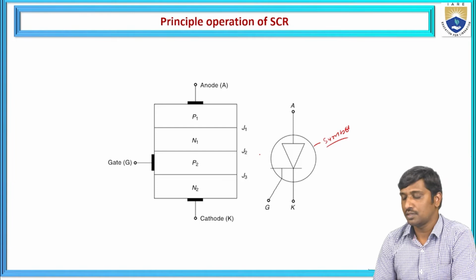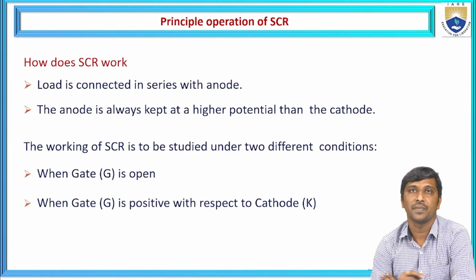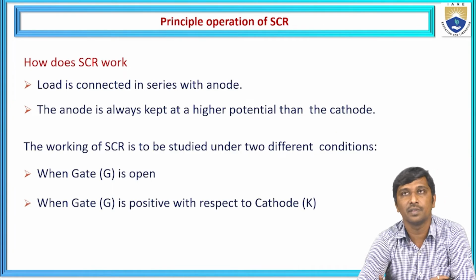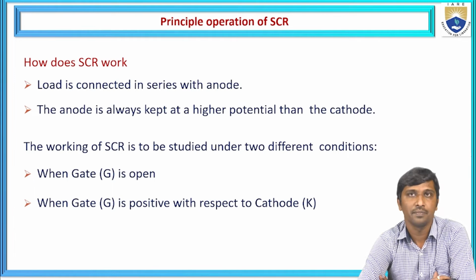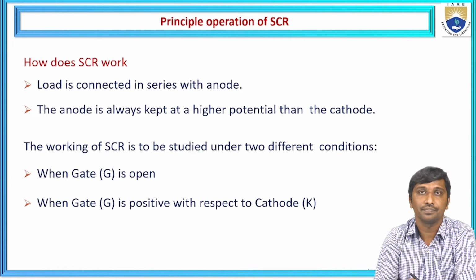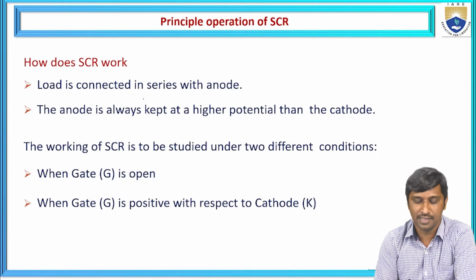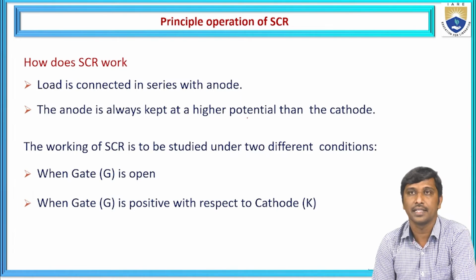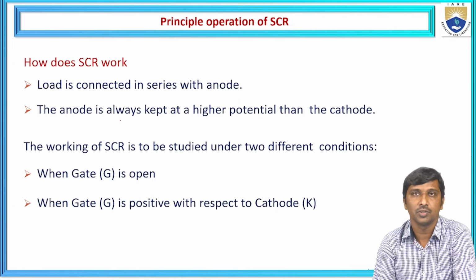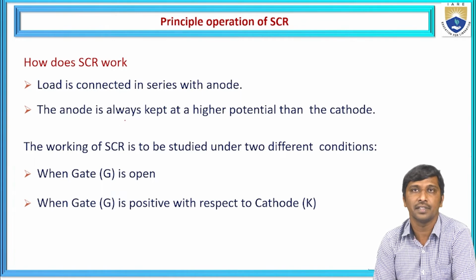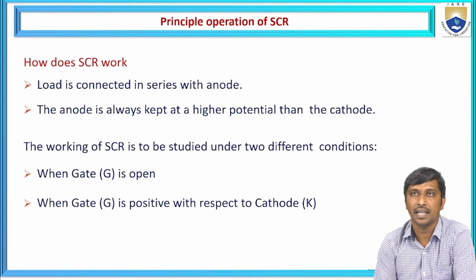Now, using this, we are going to observe the behavior, or principle, of the silicon control rectifier. To identify this behavior, we have 2 analyses. The load is connected in series with the anode, and the anode is always kept at a higher potential than the cathode. These are the conditions to allow conduction in a silicon control rectifier.